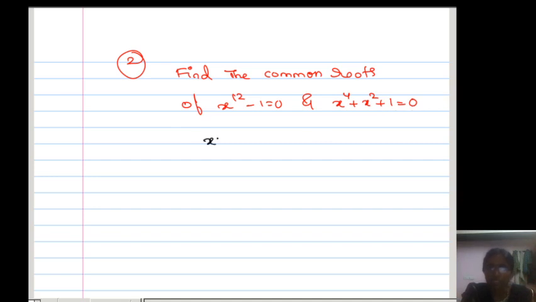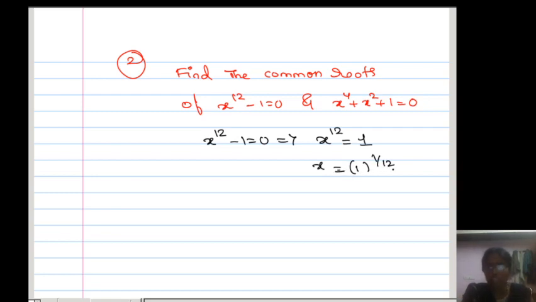The roots of x power 12 minus 1, how to find? x power 12 minus 1 equal to 0 implies x power 12 is equal to 1, means x is equal to 1 power 1 by 12. What is the meaning of this? The 12th roots of unity.